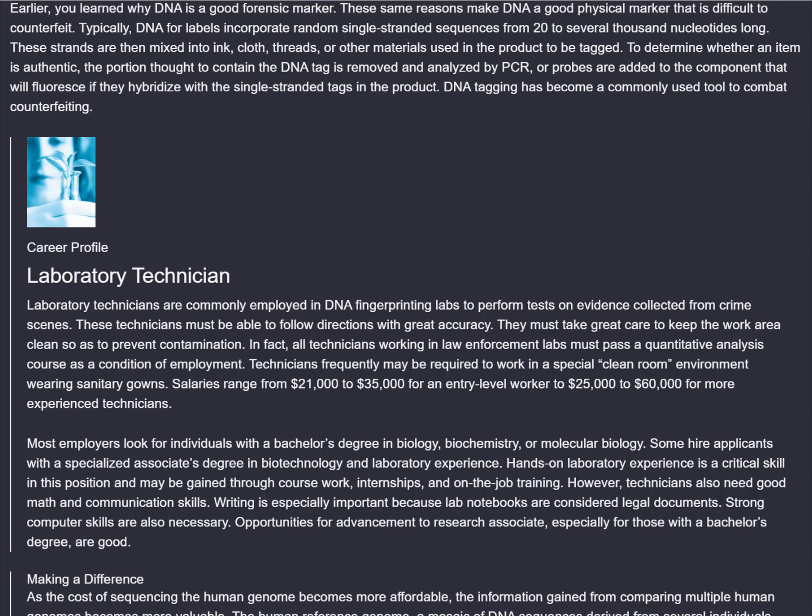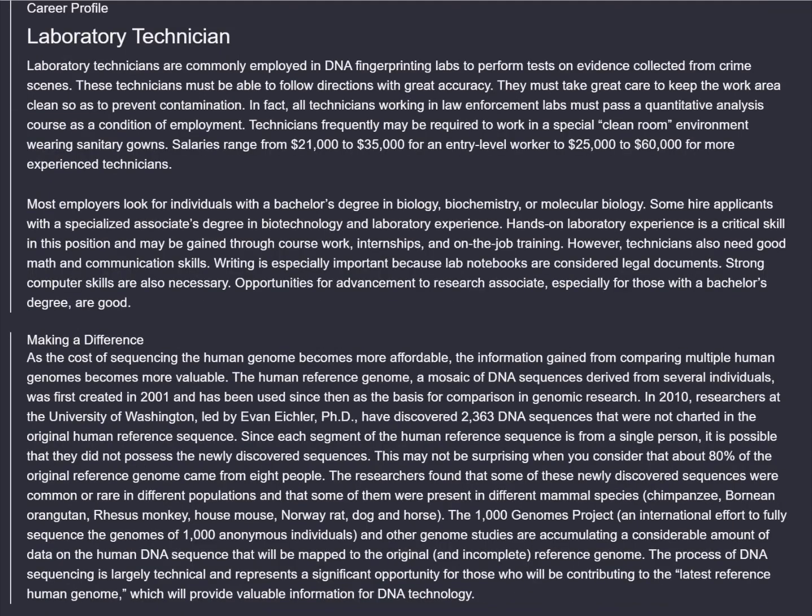To determine whether an item is authentic, the portion thought to contain the DNA tag is removed and analyzed by PCR, or probes are added to the component that will fluoresce if they hybridize with the single-stranded tags in the product. DNA tagging has become a commonly used tool to combat counterfeiting.